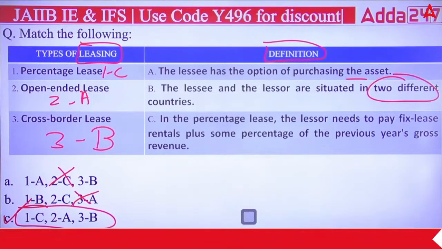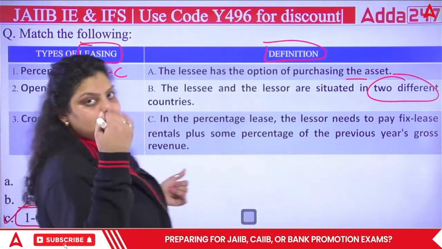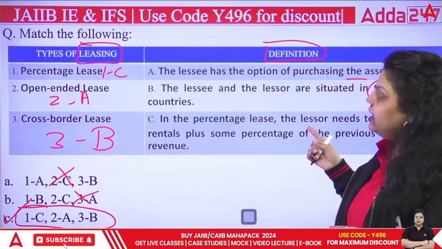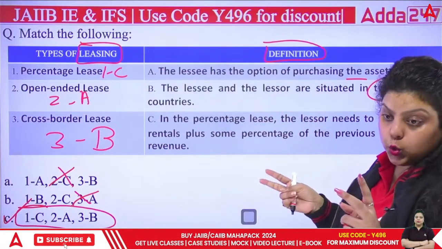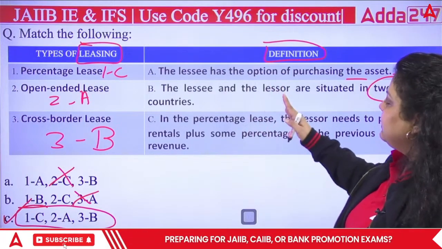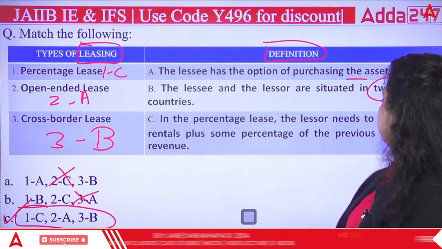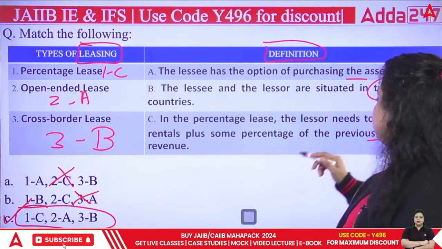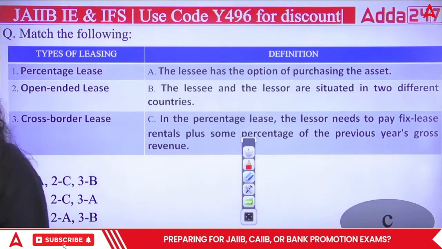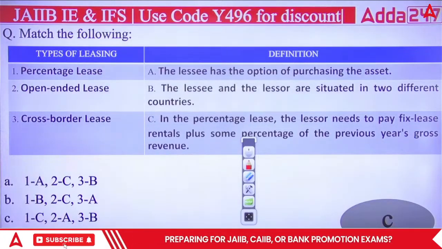In open-ended, you have an option to purchase the asset at the end of your lease contract. In cross-border, the parties are living in two different countries. In the case of percentage lease, the lessee needs to pay a fixed lease rental plus some percentage of the previous year's gross revenue. It means the right answer will be C. That's the right combination between the two.